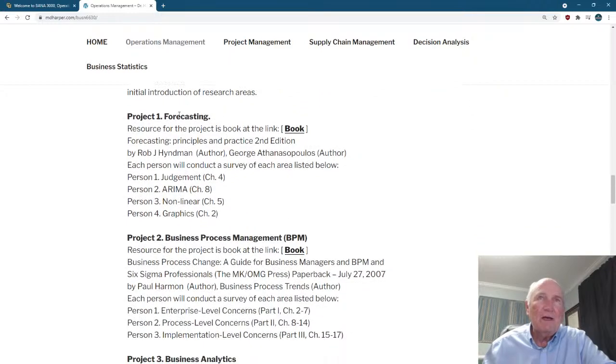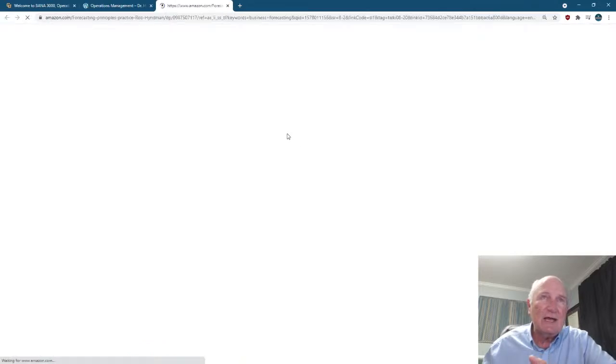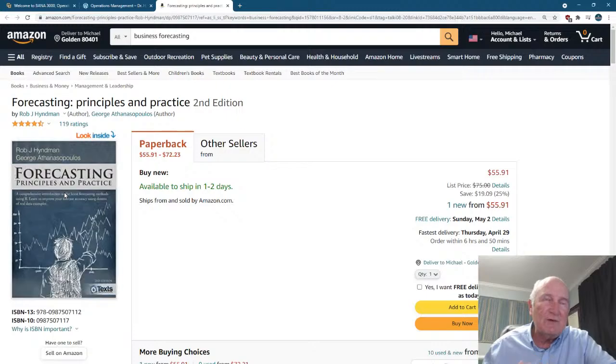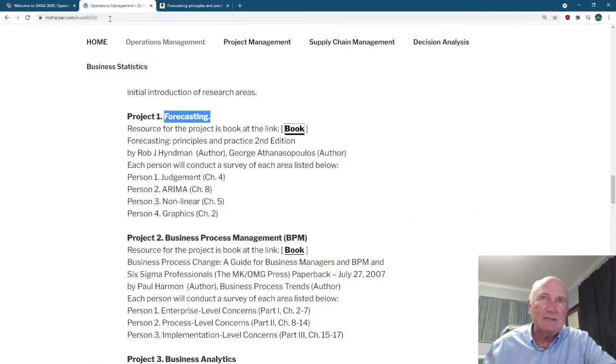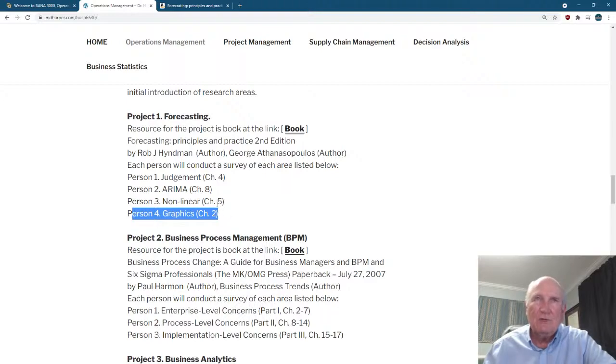For example, project 1 is forecasting. We covered forecasting in here. Well, here's a book. If you click this, it goes to Amazon. And this book is a very good introductory level book to talk about forecasting. Now notice in that book, there are multiple chapters. Person 1 could do judgment, chapter 4. Person 2 could do ARIMA models, chapter 8. Nonlinear trends, chapter 5. Graphical techniques, chapter 2. So here's 4. There could be more.